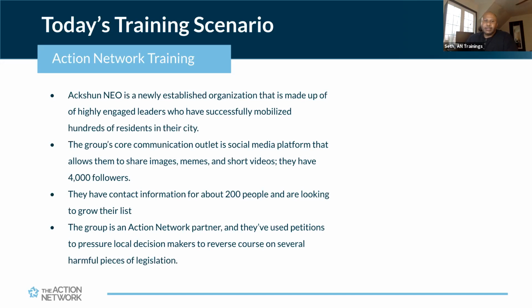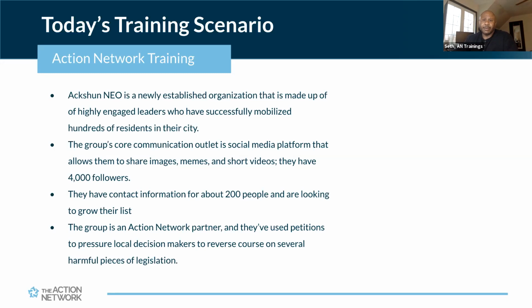Maybe they did this over 2020, where we had a lot of actions taking place. The group's core communication outlet is a social media platform that allows them to share images, memes, and short videos. They don't really have a website. They just set up a social media account. But they have 4,000 followers, a pretty good organic following. They have contact information for about 200 people, and are now looking to grow their activist list.